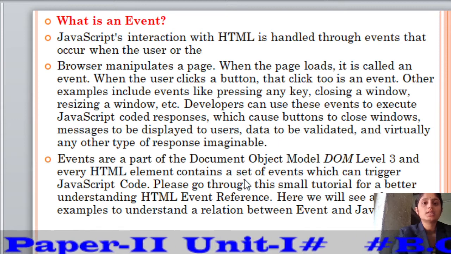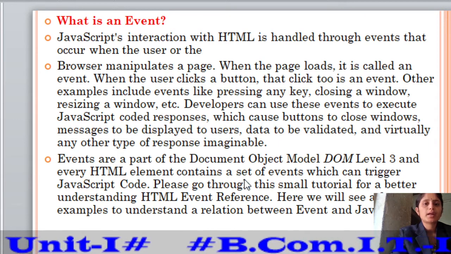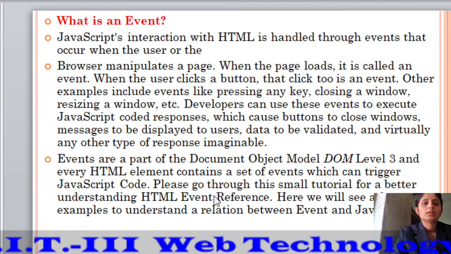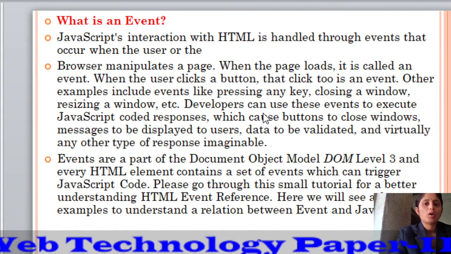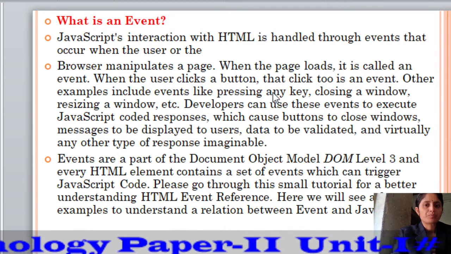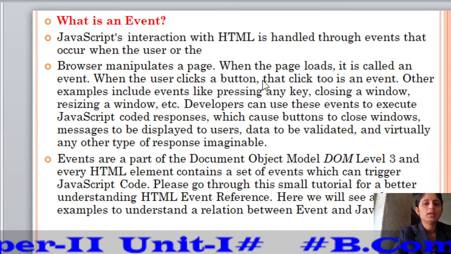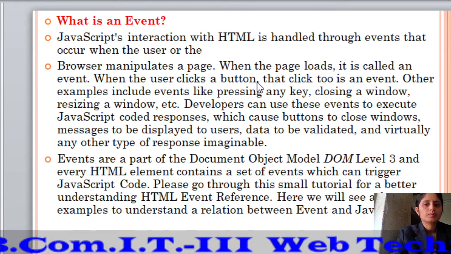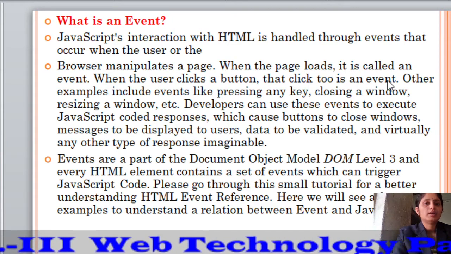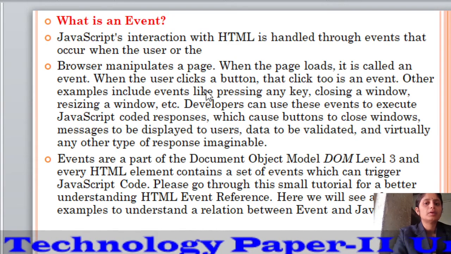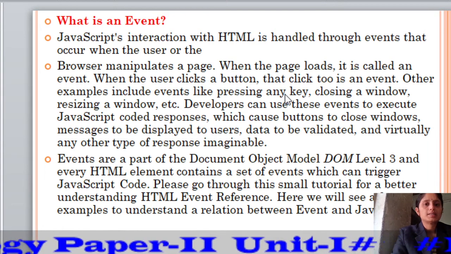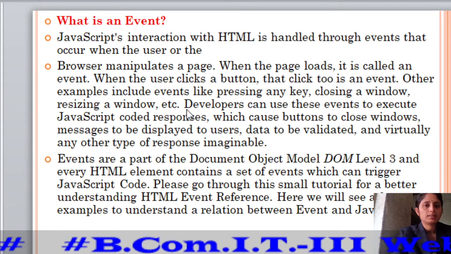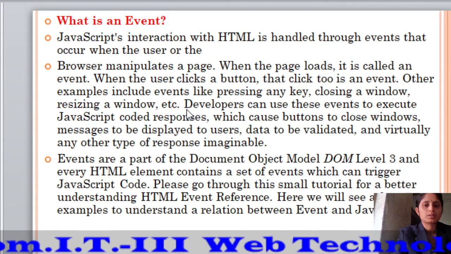Let's see what an event is. JavaScript's interaction with HTML is handled through events that occur when the user or the browser manipulates a page. When the page loads, it is called an event. When the user clicks a button, that click is an event. Other examples include events like pressing any key, closing a window, resizing a window, etc. These are the examples of events.